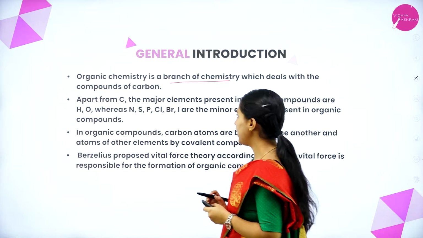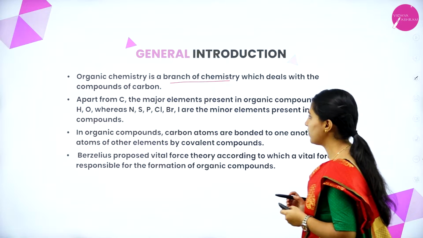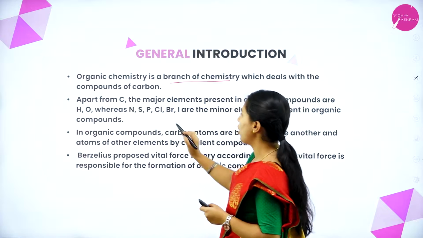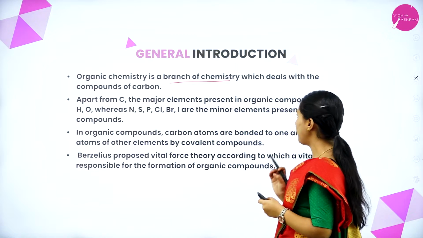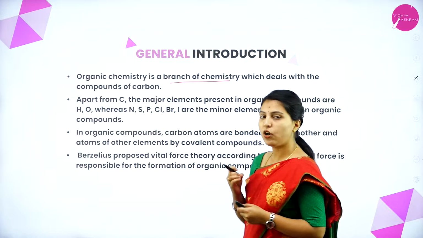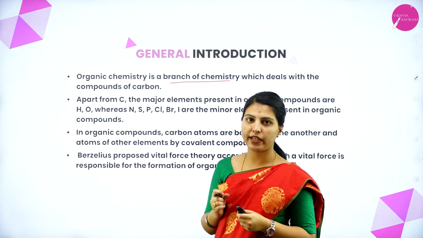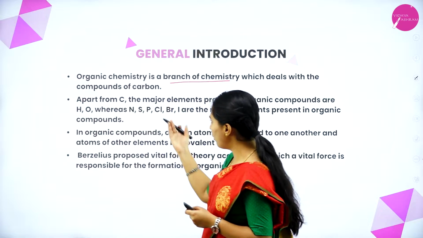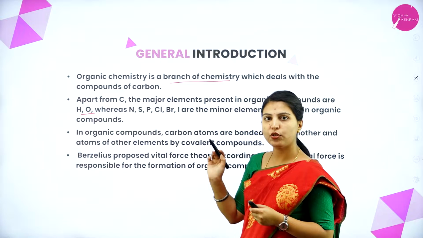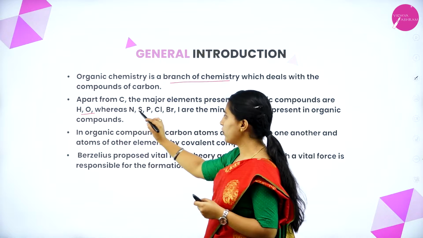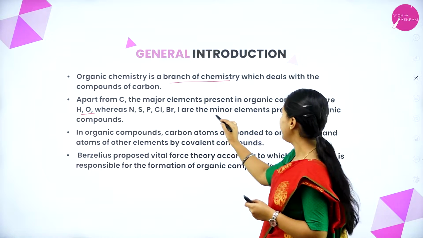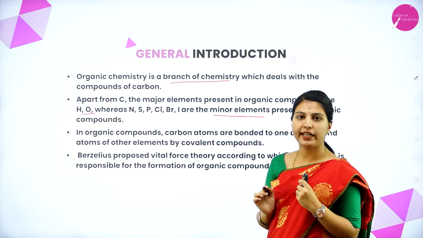Apart from carbon, the major elements present in organic compounds are hydrogen and oxygen. Nitrogen, sulfur, phosphorus, chlorine, bromine, iodine are the minor elements present in organic compounds. Whatever compounds contain carbon, we'll call them organic compounds. And there are so many heteroatoms called nitrogen, sulfur, phosphorus, chlorine, bromine, iodine which are the minor elements present in organic compounds.